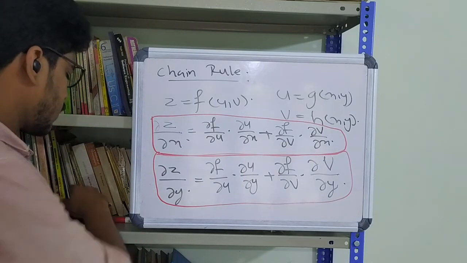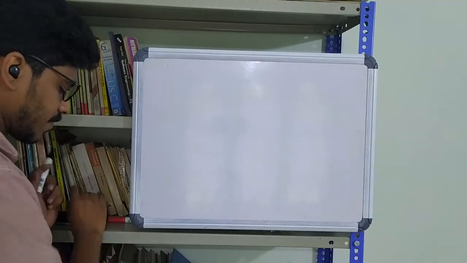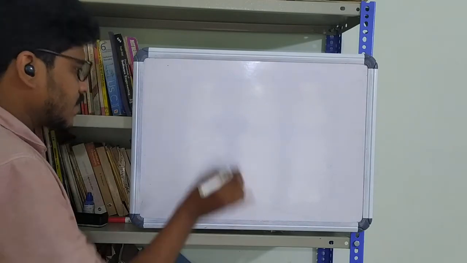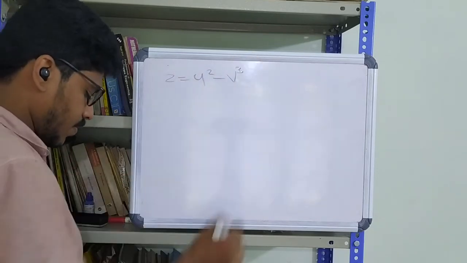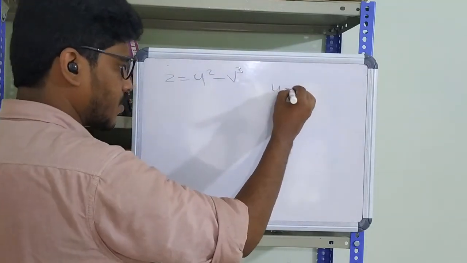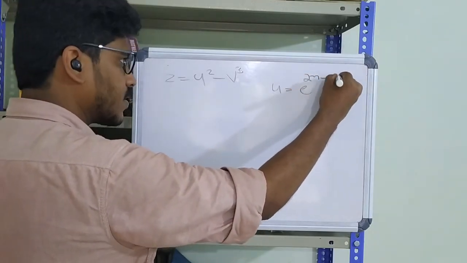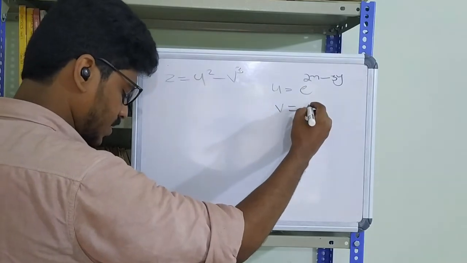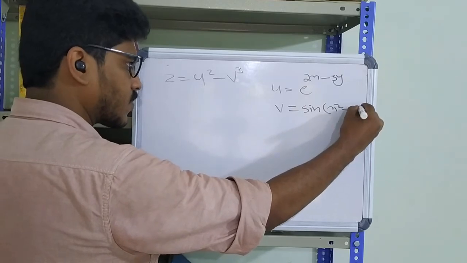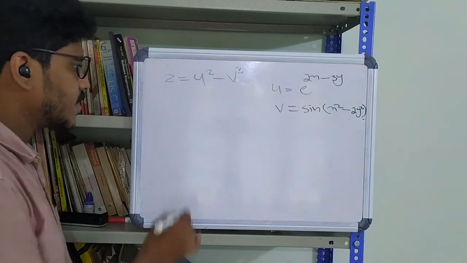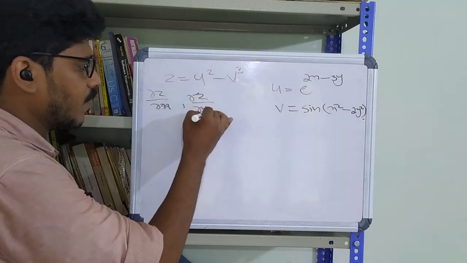Right. So I'll just give you a practical example which you can solve yourself. A simple one. Suppose z equals, say, u squared minus v cubed. Let u equal e raised to 2x minus 3y, and v equal to sine of x squared minus 2y squared. Okay, find ∂z/∂x and ∂z/∂y.